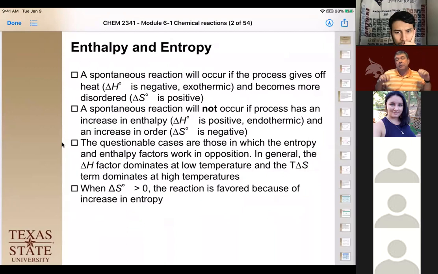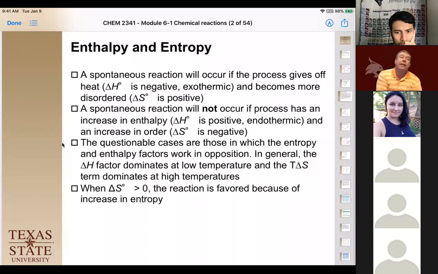Okay, a spontaneous reaction will not occur if the enthalpy of the system is positive, i.e. you have to absorb heat, and there's a decrease in the entropy as well. So those will not happen. That means most of the time, reactions are spontaneous when your change in enthalpy is negative, so it gives off heat, and your entropy doesn't change.